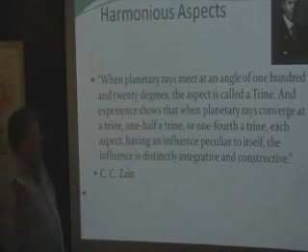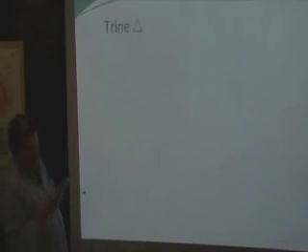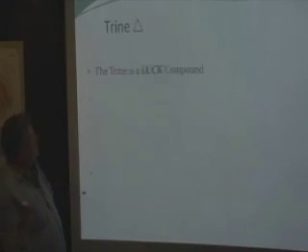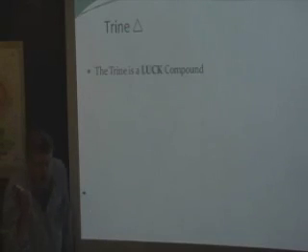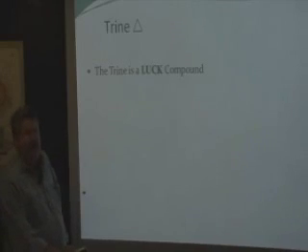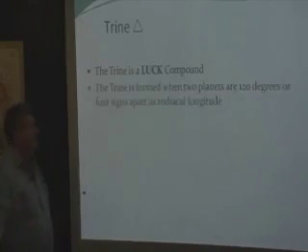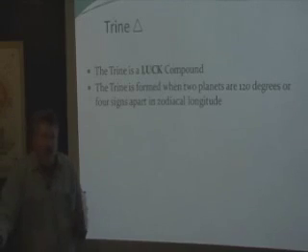So, a trine looks like this, like a triangle. In astrology, we call this the luck compound because it is powerful and it is harmonious. This means that any two planets are 120 degrees apart. This measures into 4 signs of zodiacal longitude. More often than not, they are going to be in the same element.